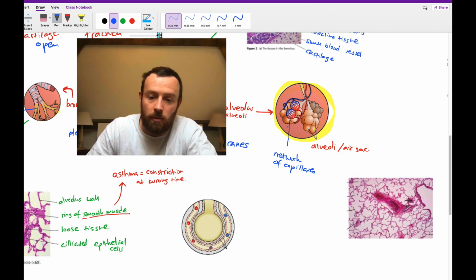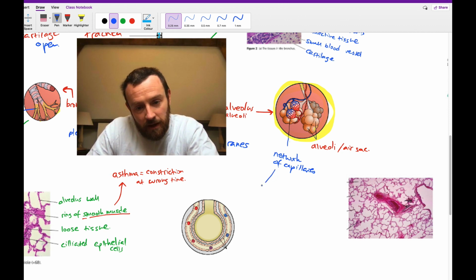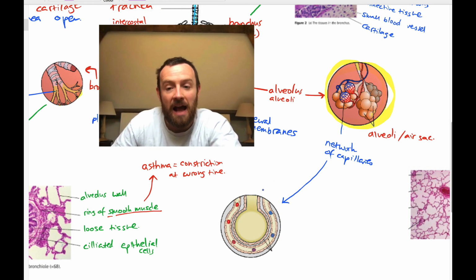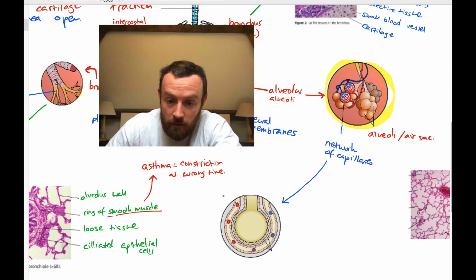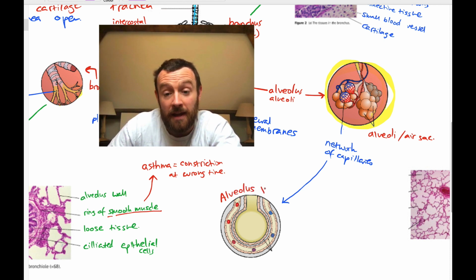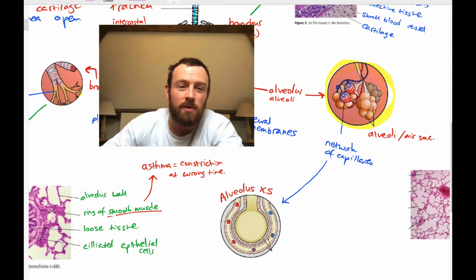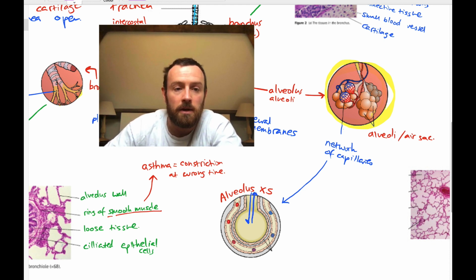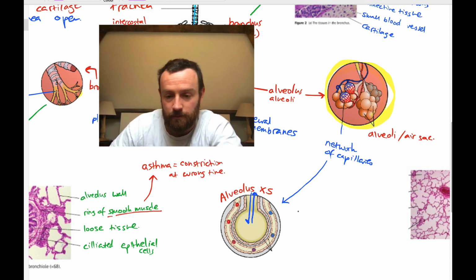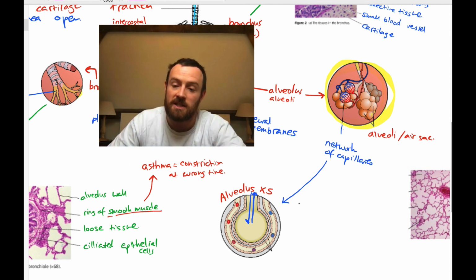If we zoom in, this network of capillaries looks a bit like this: the alveolus, or air sac, in cross section. This is really where the gas exchange occurs. Air moves into and out of the alveolus during inspiration and expiration. So this is air going in and going out of the alveolus. They do change size slightly.